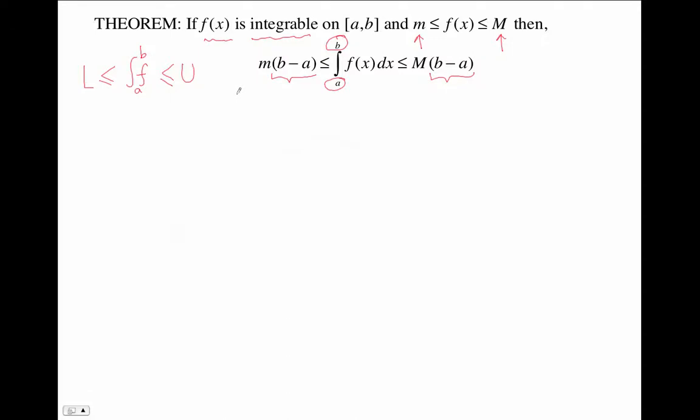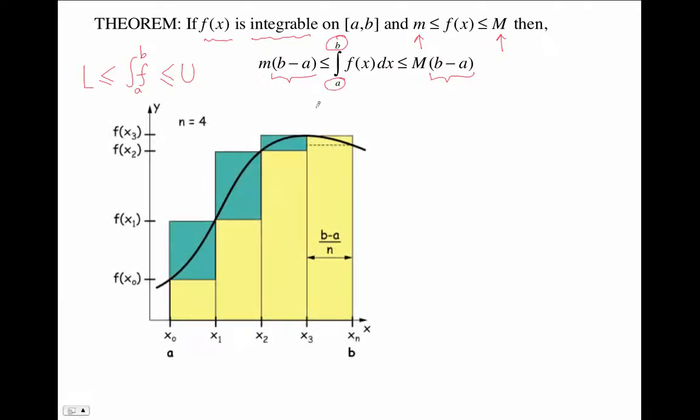Now, just to remind you, here is the picture that I had used earlier. You can see that the maximum value of the function is this, f of x3, and the minimum value of the function is f of x0. So in other words, capital M is f of x3 and small m is f of x0. And the function integrated between a to b has to be less than M times b minus a and greater than m times b minus a.